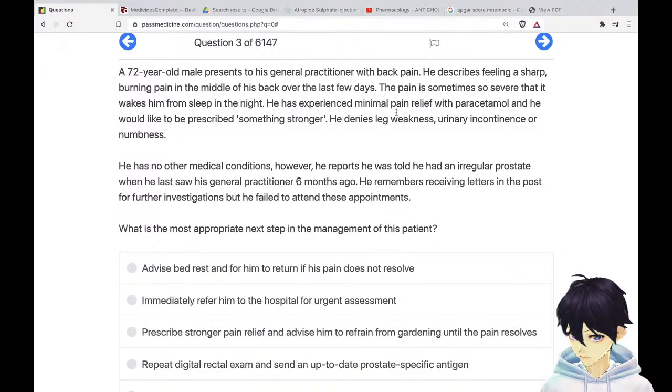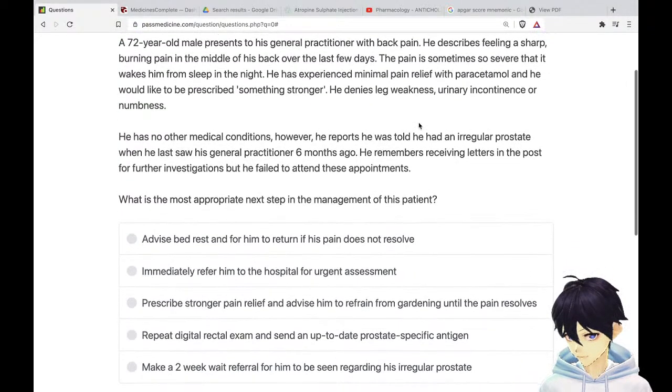So what's causing his burning pain in the middle of his back? It could be that he has prostate cancer and then it has metastasized to his bones. And you don't want to just give painkillers to mask this. You want to investigate. However, it says there's no leg weakness, no urinary incontinence or numbness. All these are signs of cord compression that they are looking out for.